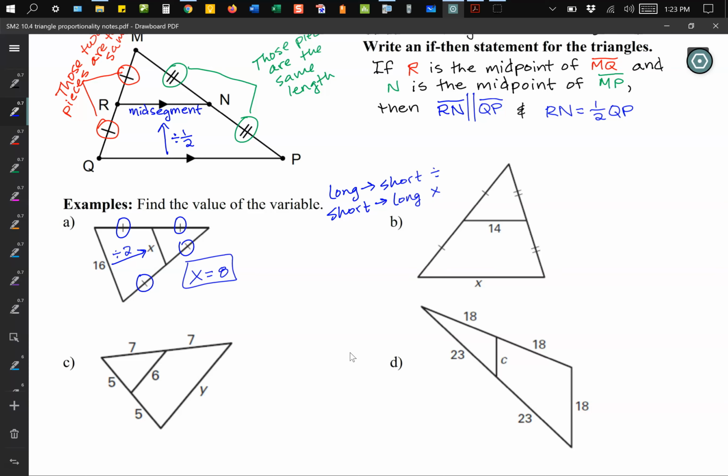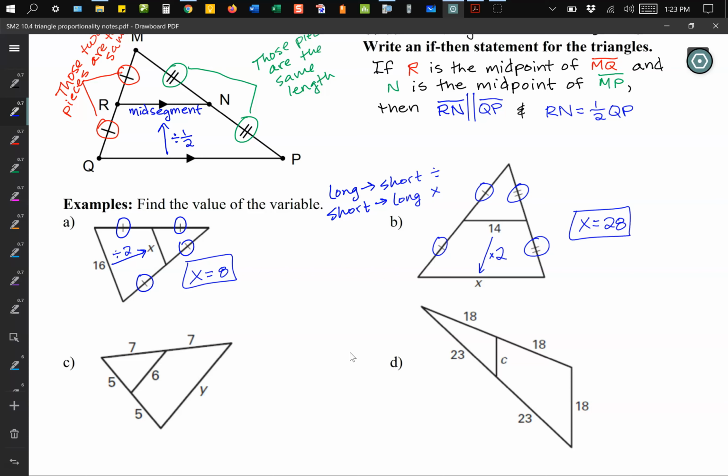Well, on this one, again, I've got the congruency marks. You want to check to make sure it is a midsegment. Okay, well, I know the shorter piece, I want the longer piece. So if I know that, I'm going to multiply by 2. 14 times 2 is 28.